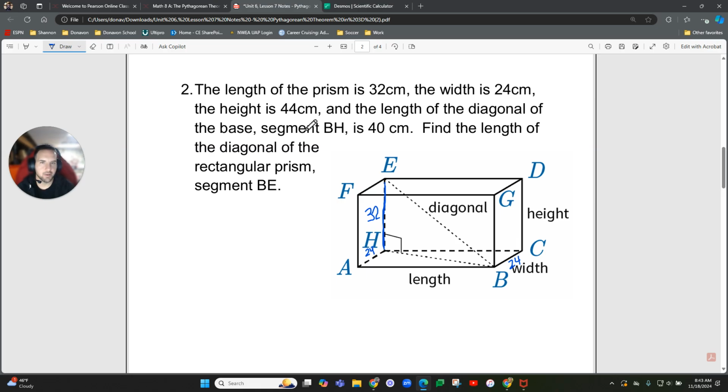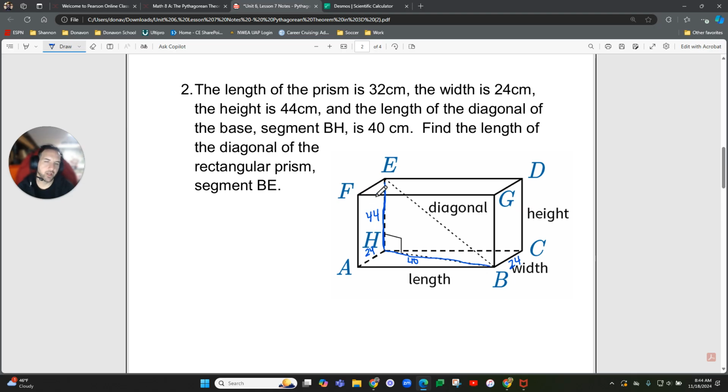It says the, wait. Oh, the length of the prism. Oops. I got that wrong in the first place. Okay, the height is 44. Interesting. Okay, so this is 44. The length of the diagonal of the base, so that's segment BH, is 40. Okay, so this is 40. So that's this. This is 40 right here.